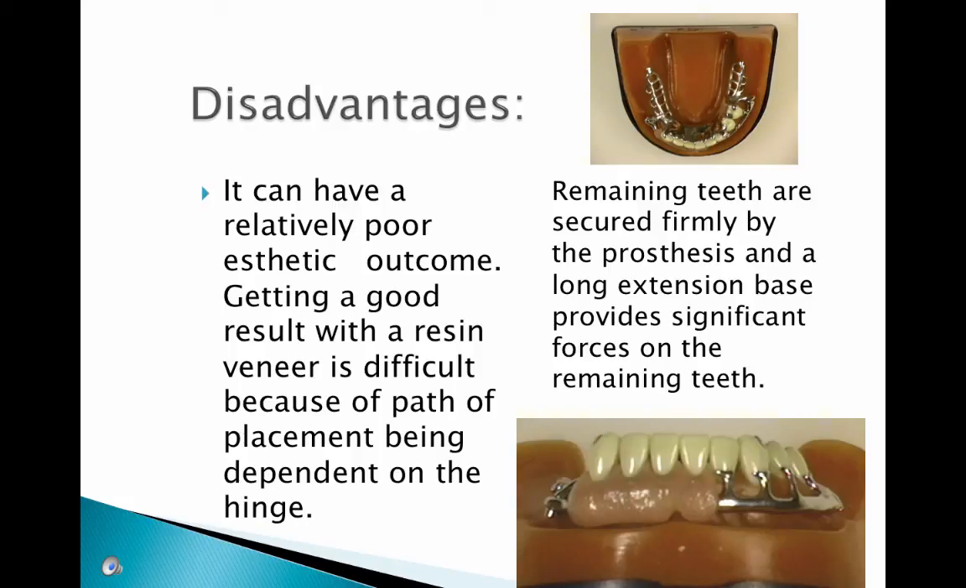Some of the disadvantages of the swing lock include it can be relatively a poor restoration as far as an aesthetic outcome is involved. Getting a good result with a resin veneer may be difficult because the path of insertion or placement of the prosthesis is dependent upon that hinge. Also, the remaining teeth are secured pretty firmly in place by the prosthesis, and a long extension base provides significant forces on those remaining natural teeth.